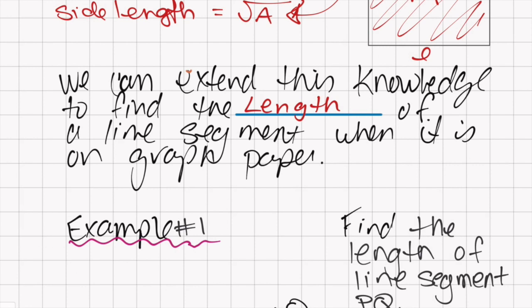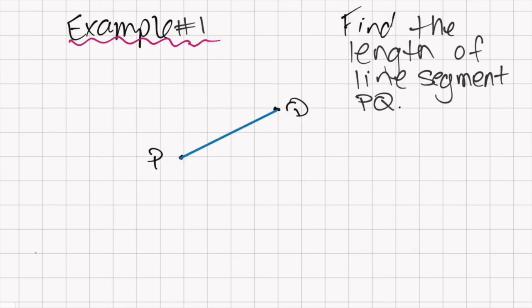So let's use an example here. So we're going to look at this line segment. It's line segment PQ. And it's at an angle right now. And if I wanted to find the length of that line segment, it's a little bit hard to find. So what I can do is use a ruler to make this into a square. And then I can take this square and I can break it into some smaller shapes inside of it.